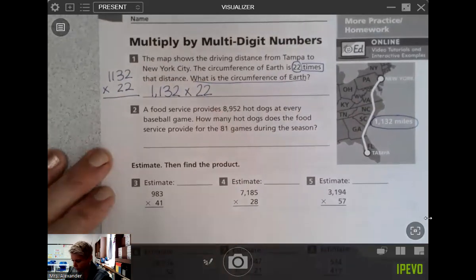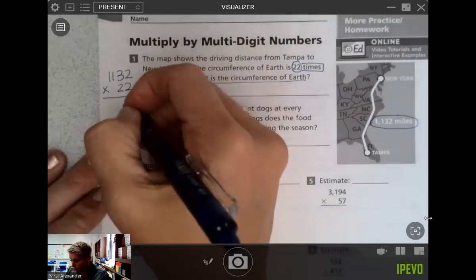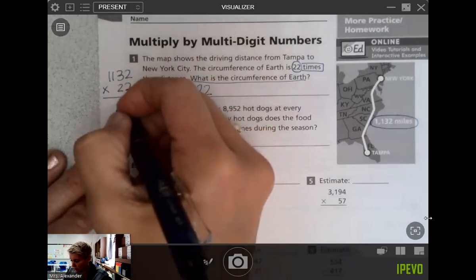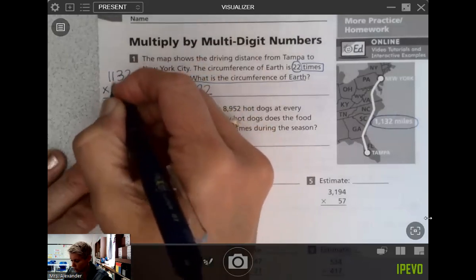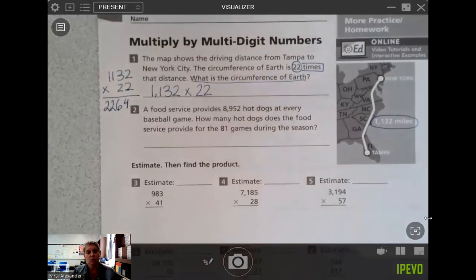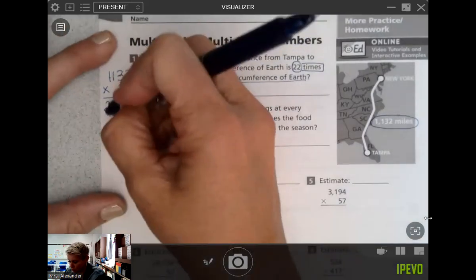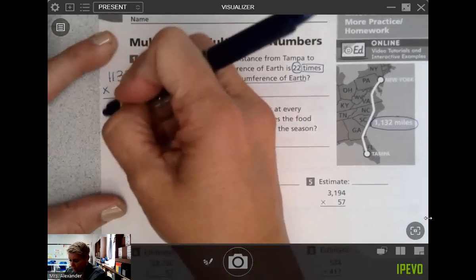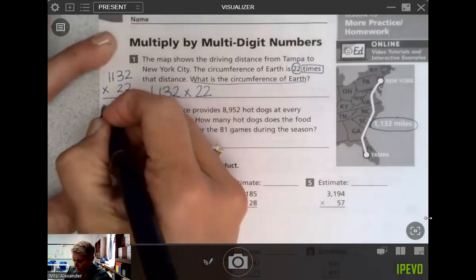Let's see. 2 times 2 is 4. 2 times 3 is 6. 2 times 1 is 2. And 2 times 1 is 2. Now, remember, if you need to pause so that you can do this work and then come back and check with me, that would be great. Don't try to keep up with me and just write down what I'm writing down, but make sure that you are doing the work and checking how you're doing with what I'm doing.